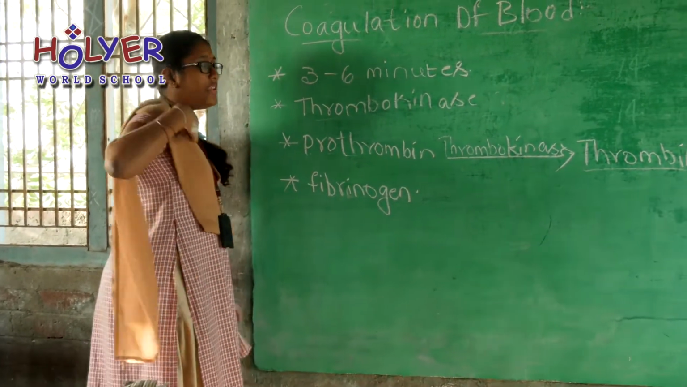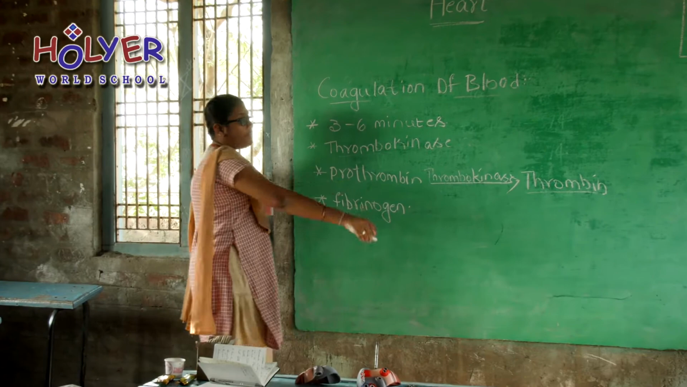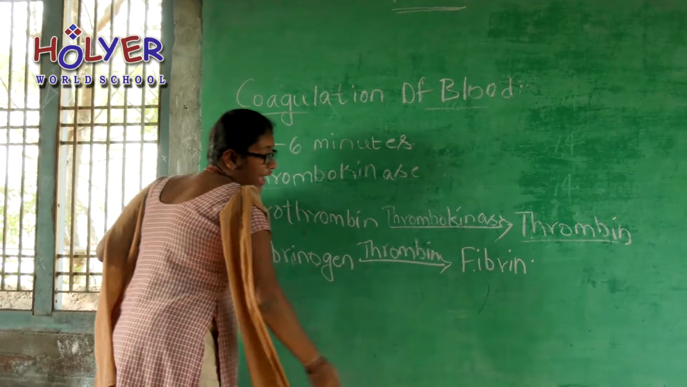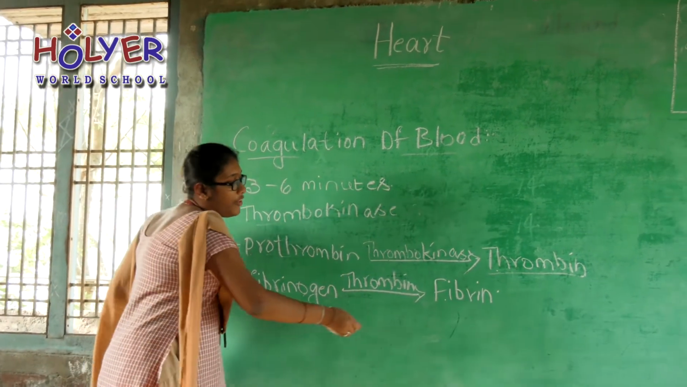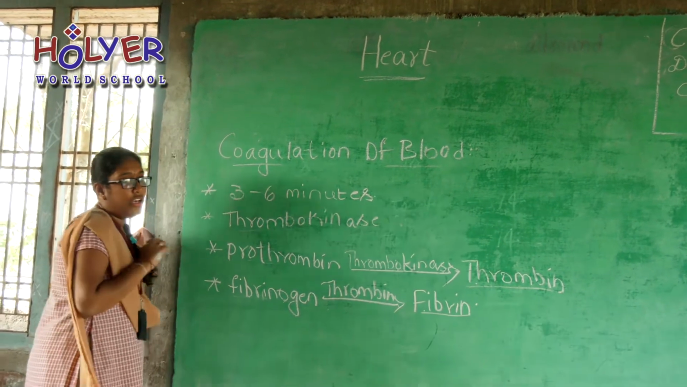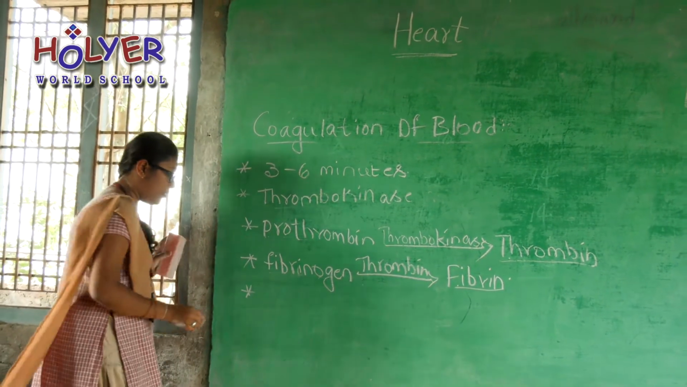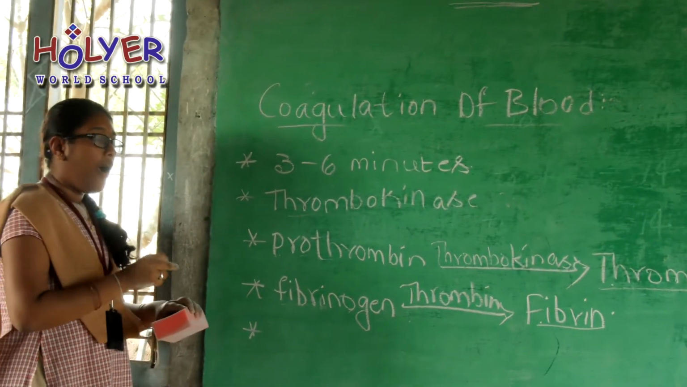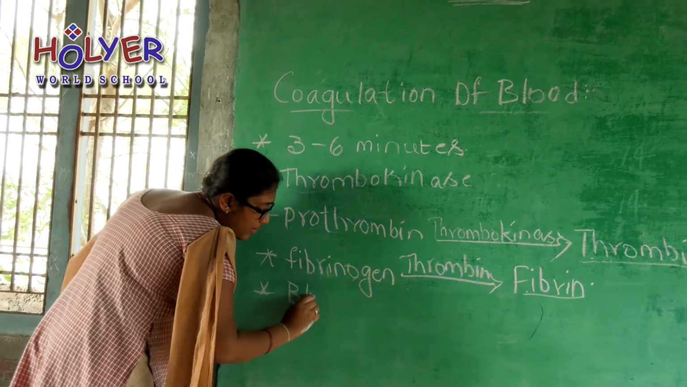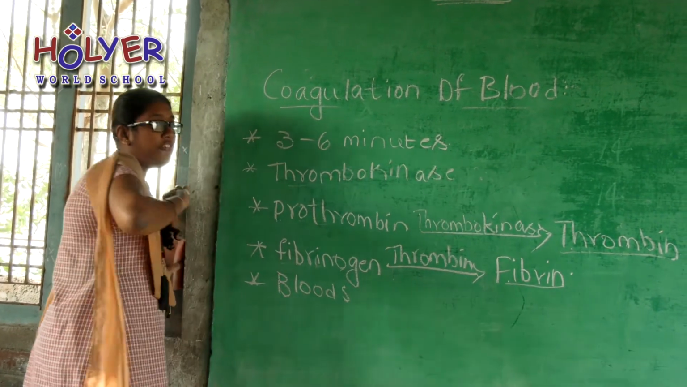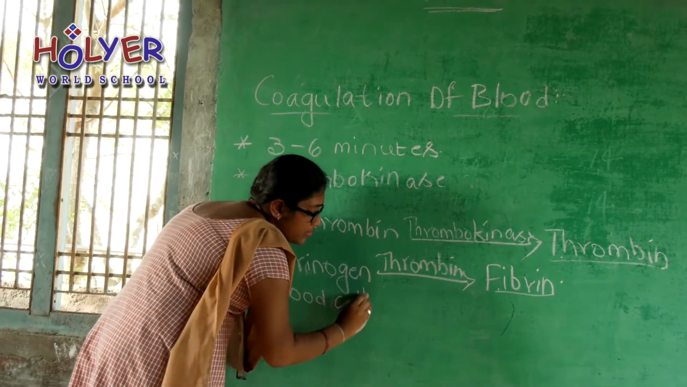The fibrinogen is a soluble, dissolved substance which is present in the blood. Because of thrombin, the fibrinogen is converted into fibrin, an insoluble substance, and this fibrin comes out of the body, and the blood cells get entangled in the fibrin, and hence the blood cells form the clot.